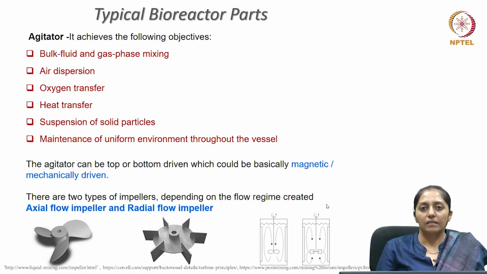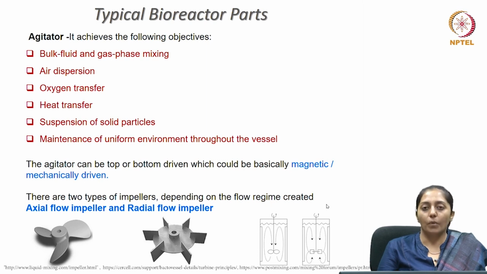Now, talking about the agitator, it achieves the objectives of bulk liquid and gas mixing, provides dispersion of air, provides oxygen transfer from the gas bubble to the liquid broth. It facilitates heat transfer throughout the liquid broth and also from the liquid broth to the external coolant, which is circulating to maintain the temperature of the reactor. Then it also helps in suspension of the cells or solid particles inside the reactors during the cultivation, and does not allow them to settle. Then it helps in general in the maintenance of a uniform environment throughout the vessel. All these things play a crucial role in the bioprocess efficiency.